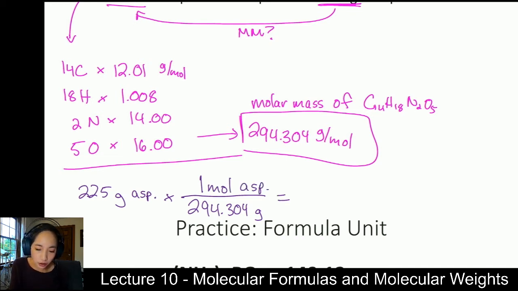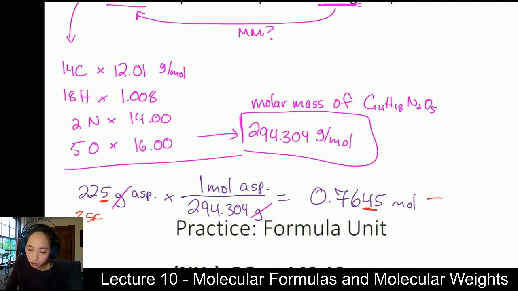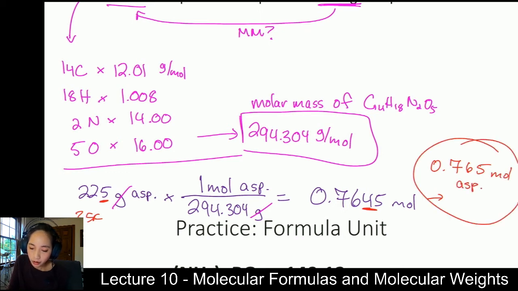You see that the units of grams cancel, and we're just left with moles, which is exactly what we want. So that answer now is 0.7645 moles. Let's check our sig figs. There are 3 sig figs, so I want to round our answer to 0.765 moles of aspartame.